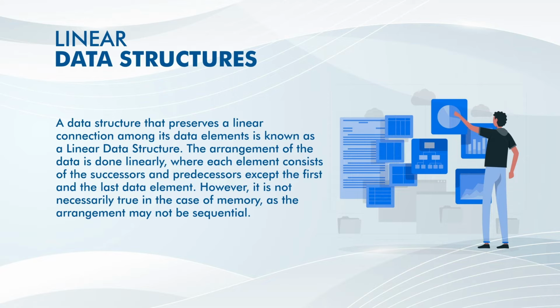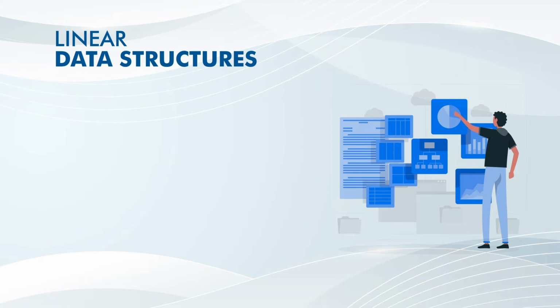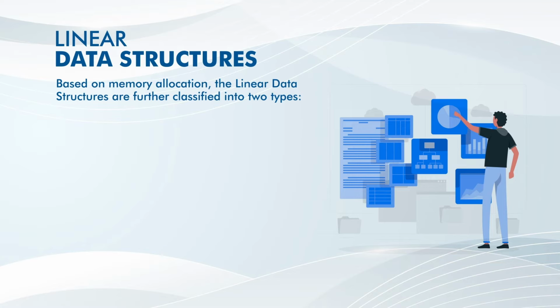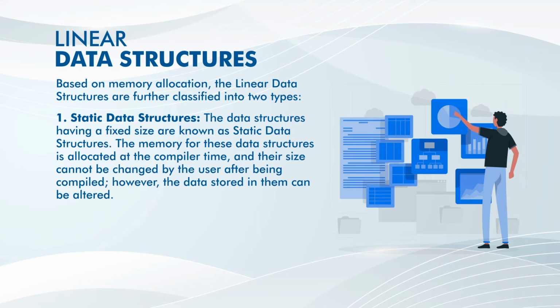However, it is not necessarily true in the case of memory, as the arrangement may not be sequential. Based on memory allocation, the linear data structures are further classified into two types: static data structures and dynamic data structures. So, what are static data structures? The data structures having a fixed size are known as static data structures.